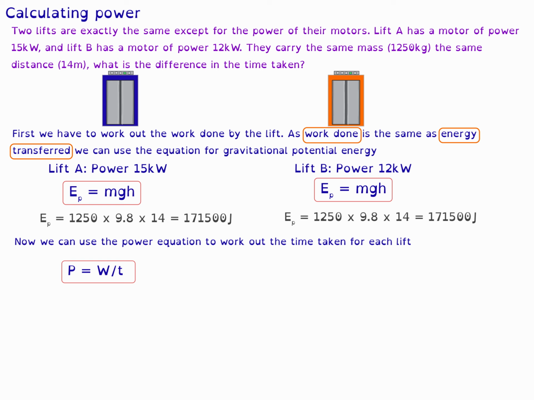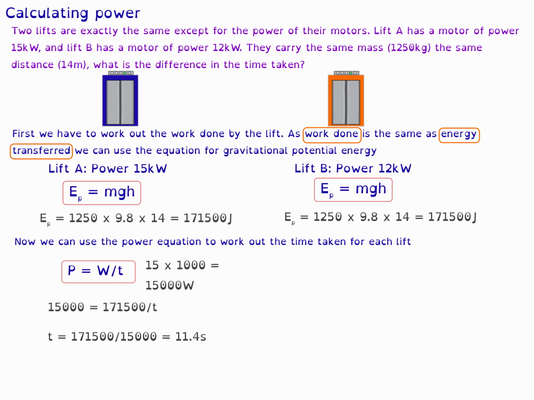Power equals work done over time, but for the power, we need our power rating to be in watts, not in kilowatts. So to convert from kilowatts to watts, we need to times by 1000, so 15 times 1000 gives us 15,000 watts. Substitute that into the equation, gives us 15,000 equals 171,500 divided by T. Rearrange that for T, calculate your answer, and that gives us 11.4 seconds.